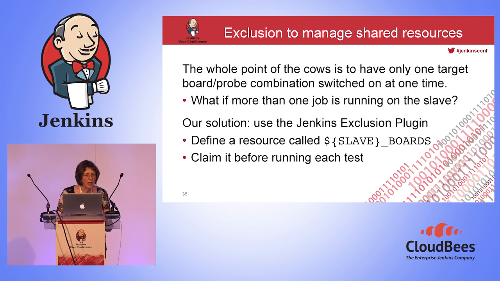to that slave. So other jobs that may run on that slave to test other aspects of the software may run, but other jobs that also want to use test hardware to talk to a debug probe and a target board will have to wait on the exclusion. So we claim it before running each test, and then it supports within the Jenkins job a critical region, and we release the resource at the end of the job.